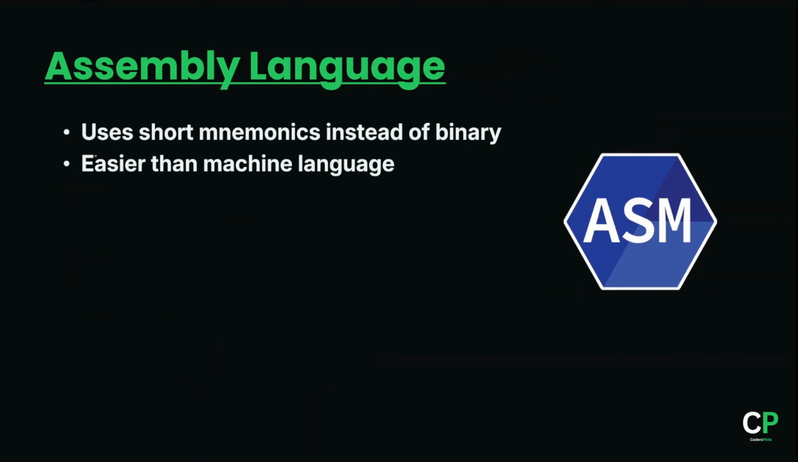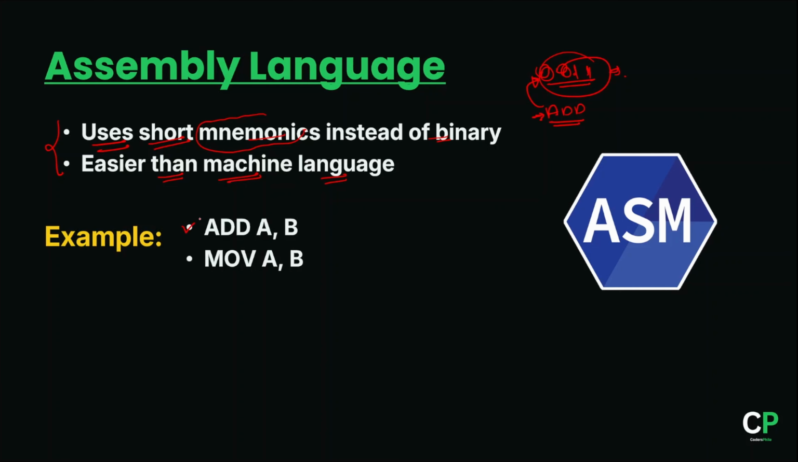Now let's see what is assembly language. Assembly language uses short mnemonics instead of binary, and it is easier for humans than the machine language. In machine language, we write the instructions in the form of binary, but in assembly language, we use short English mnemonics. For example, we use add in order to add two numbers, but in machine language, we need to write it in the form of zeros and ones. So therefore, it is easier than the machine language.